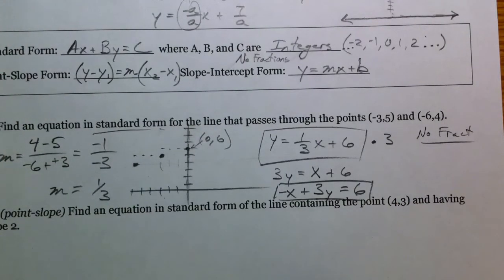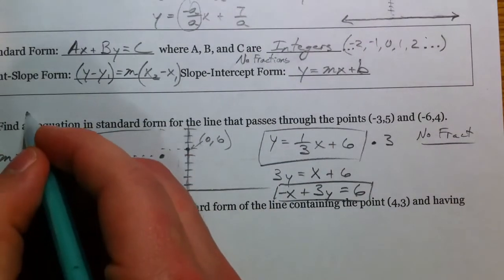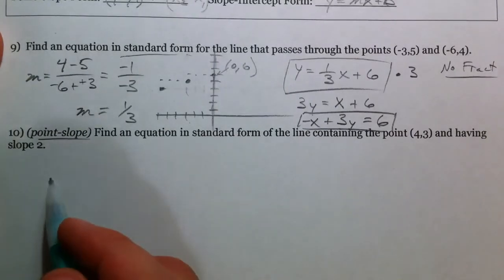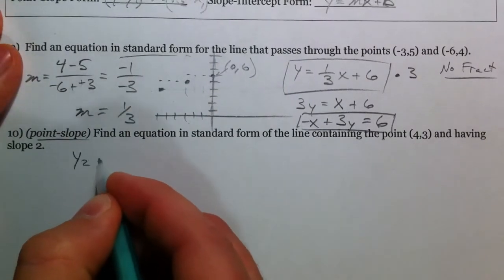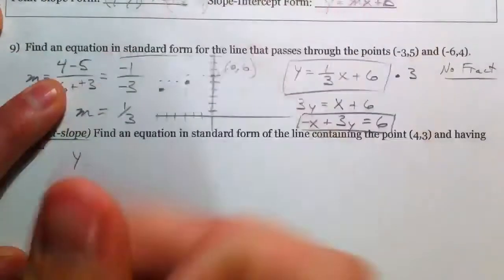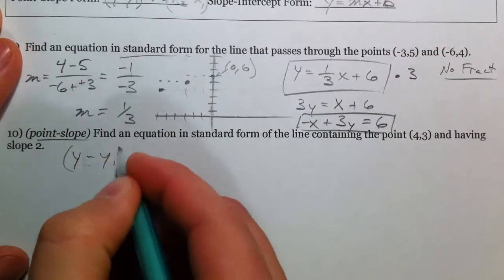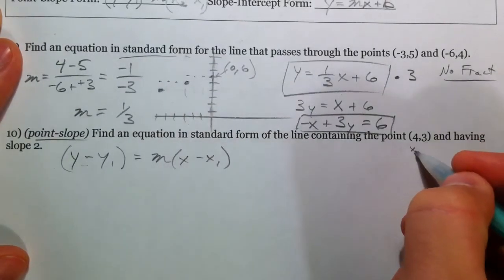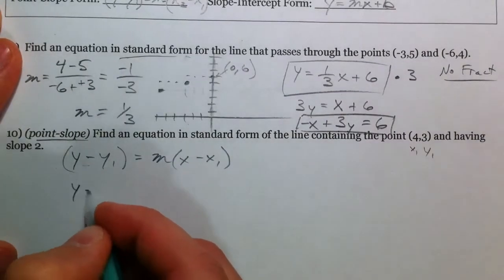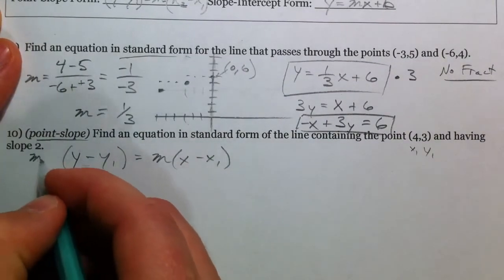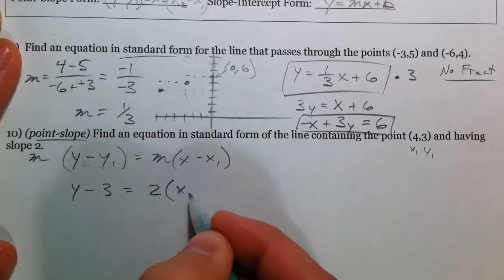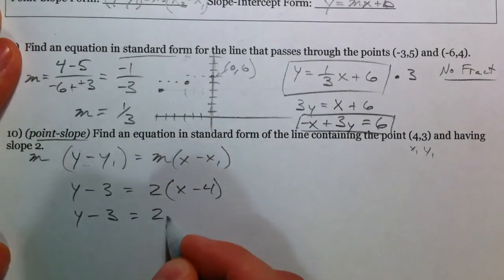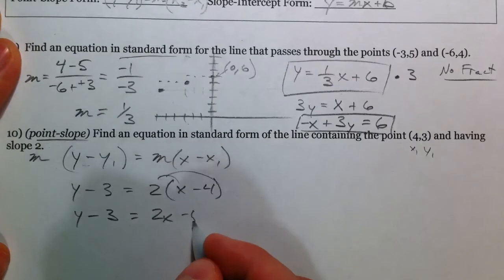Next one, onto a different method. So that was graphically, finding it. Number 10, we're going to use the point slope form. So y minus y1, slope x minus x1. And we're going to plug in, we've got x1, y1, y minus 3. Our slope is 2. So x minus 4.